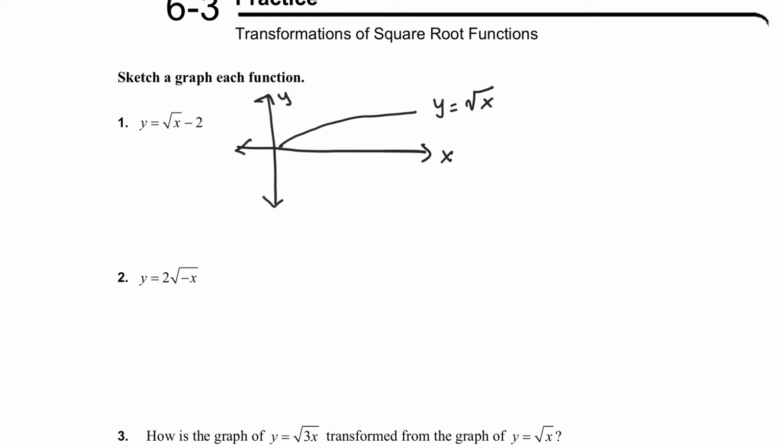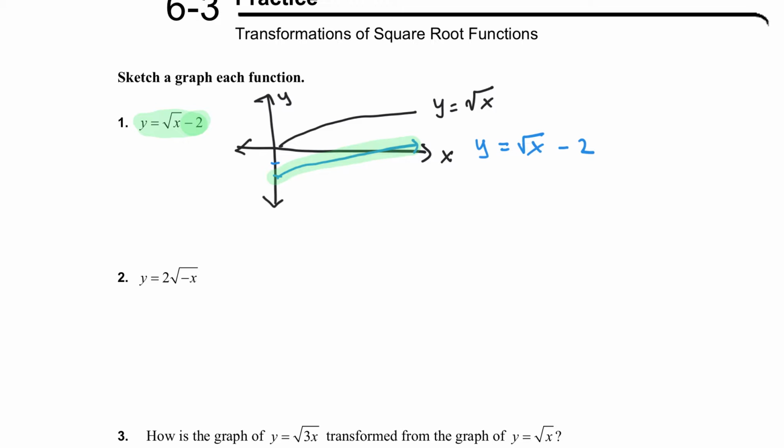And we know that that minus 2 is going to shift the equation 2 units down. So you're going to go down 1, 2, and it's going to look like this. So our equation is going to be y equals the square root of x minus 2. Okay? So here is a transformation.